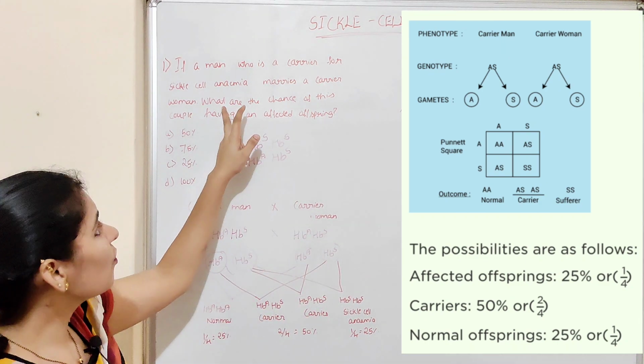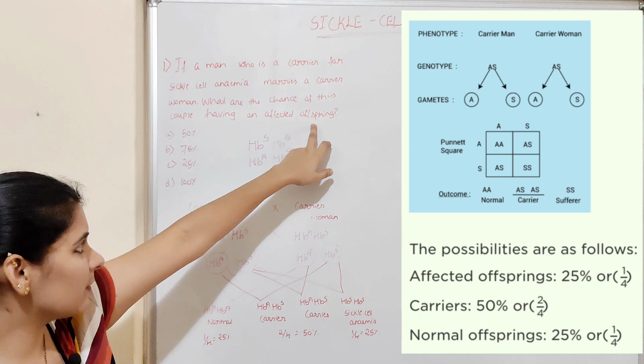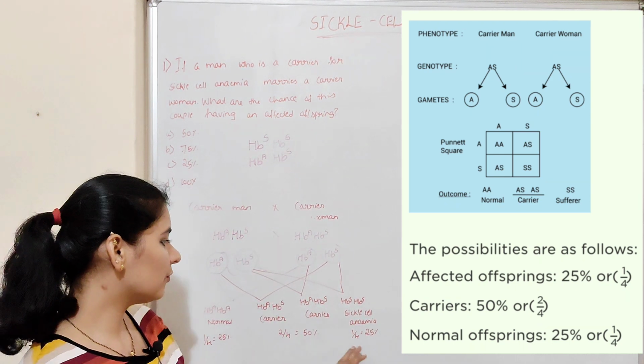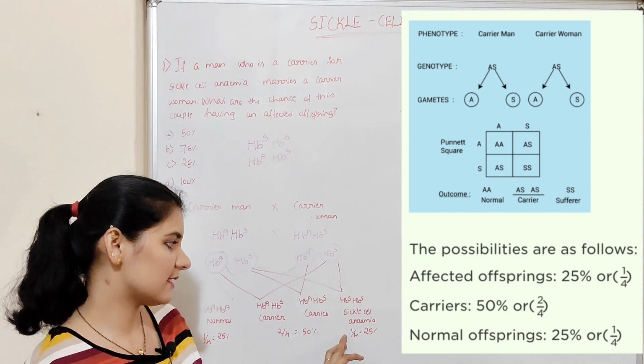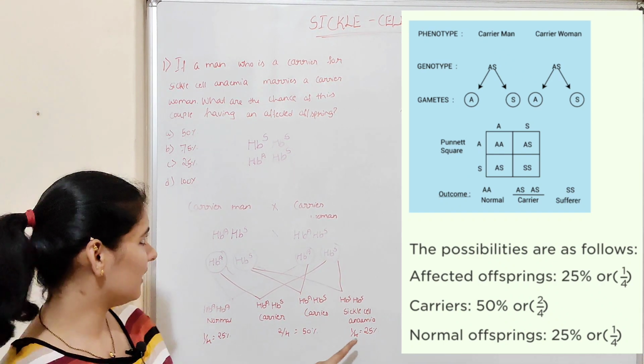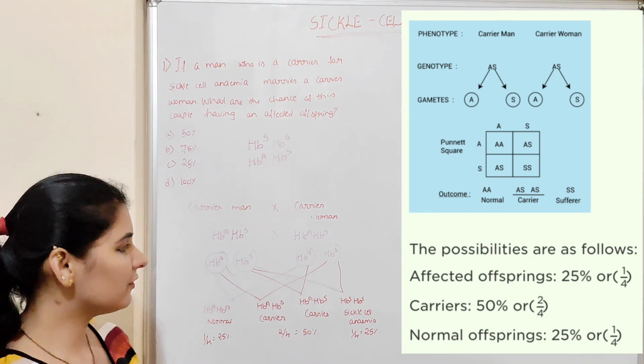So the question is, what are the chances of this couple having an affected offspring? Affected offspring means an individual with the sickle cell anemia disease. So out of 4, 1 individual will be sickle cell anemia, meaning 25% of the individuals produced will be sickle cell anemia. So the answer is C. The correct answer is C. So that is regarding the first question.